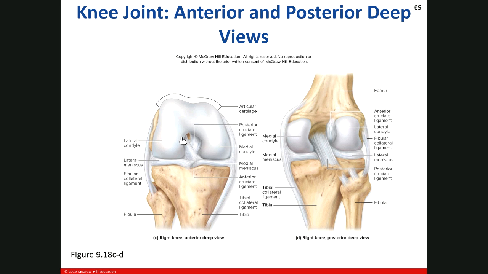Now, in the anterior view, when we bend the knee, the more predominant ligament is going to be the anterior cruciate ligament. The anterior cruciate ligament is commonly injured more so than the posterior cruciate. And then the medial collateral ligament is also more commonly injured compared to the lateral collateral ligament.